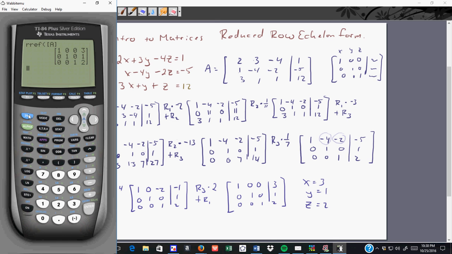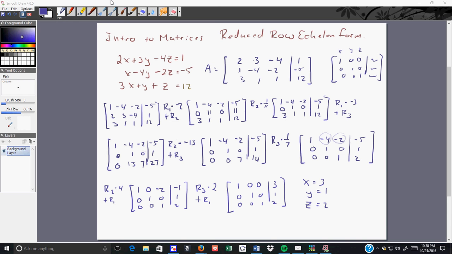So instead of just using the graphing calculator, though, I do recommend that you practice, because you can see there's a lot of steps, but they're all good, and they all have different things in them. So there is value to that.